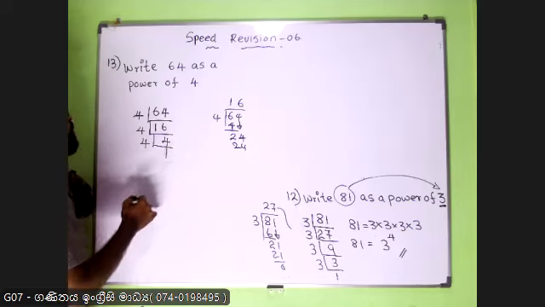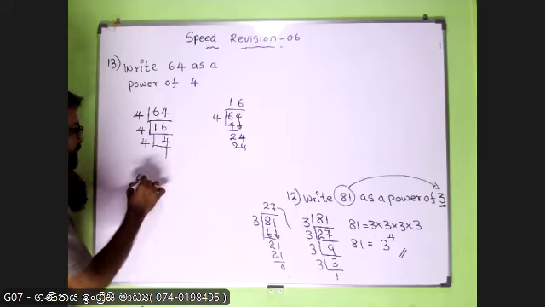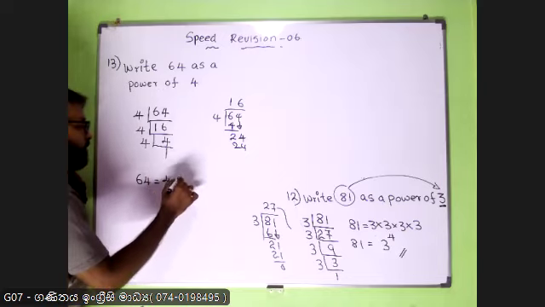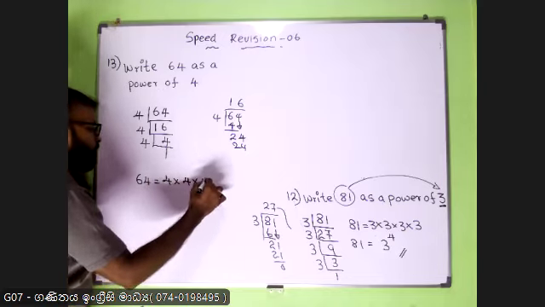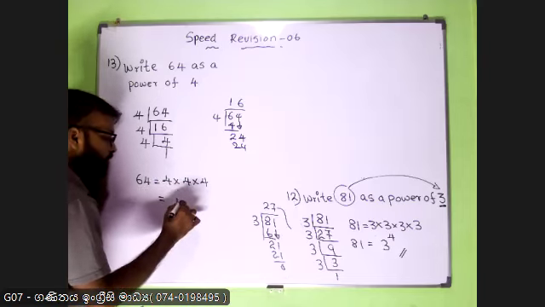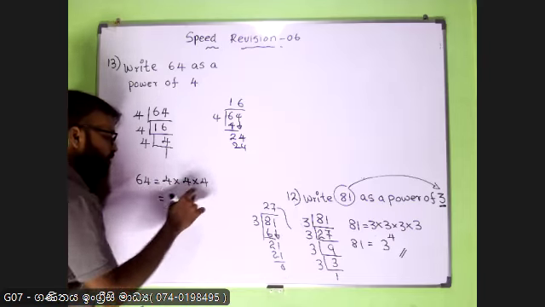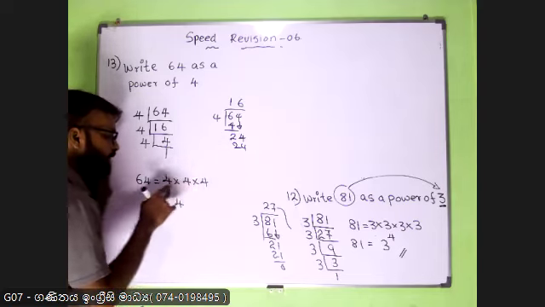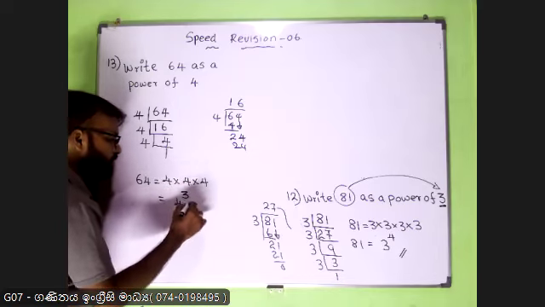Then 64 can be written as a power of 4: 4 times 4 times 4. The base is 4. How many times has the 4 been repeatedly multiplied? 3 times: 1, 2, 3. 3 4s are there. So this is 4 to the power 3.